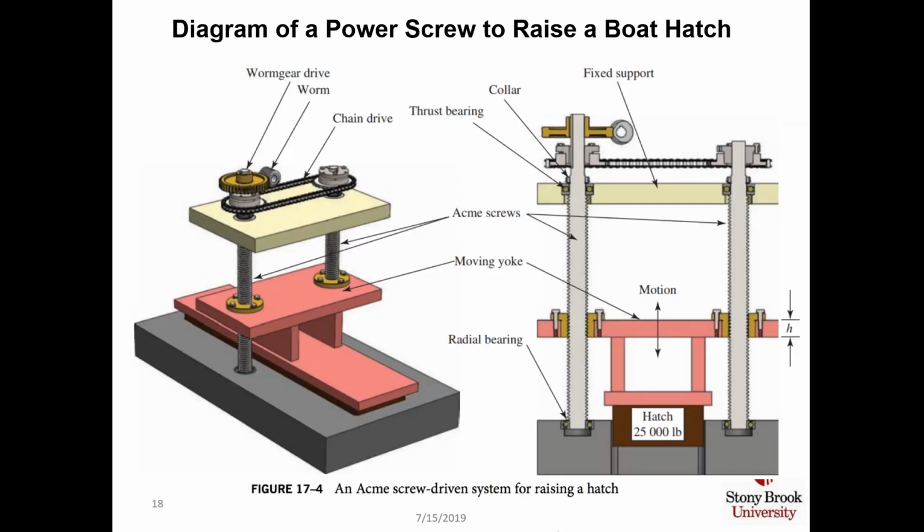Here's figure 17-4. You've got a hatch and a 25,000 pound load on it, and the hatch is connected with a frame. The frame is connected to the nuts, one here, one there, and each of the nuts is connected to a set of Acme screws. And the Acme screws are raising the hatch. But in this application, they want us to use a ball screw to raise the hatch rather than the Acme screw. The Acme screw was actually for example 17-1 and 17-2, but now we're up to example 17-3.